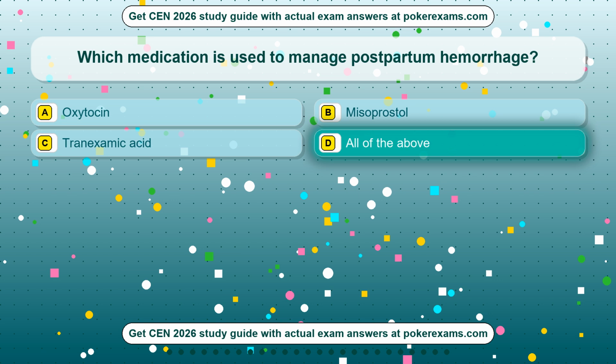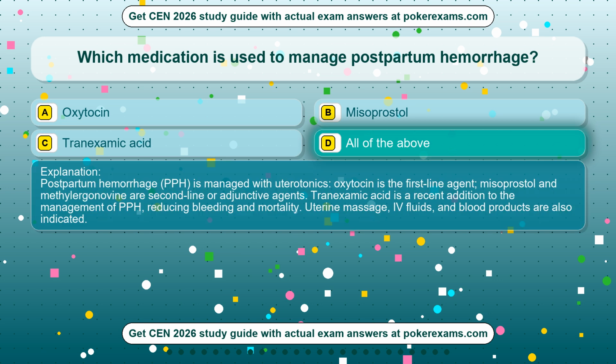All of the above. Postpartum hemorrhage, PPH, is managed with uterotonics. Oxytocin is the first-line agent, misoprostol and methylergonovine are second-line or adjunctive agents. Tranexamic acid is a recent addition to the management of PPH, reducing bleeding and mortality. Uterine massage, fluids, and blood products are also indicated.